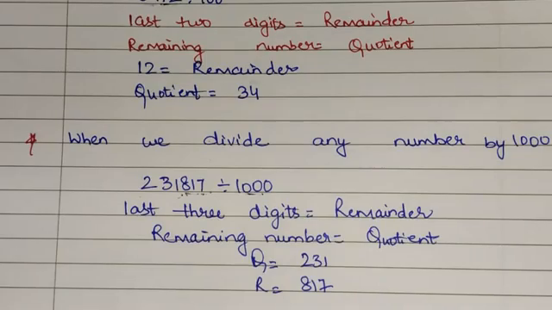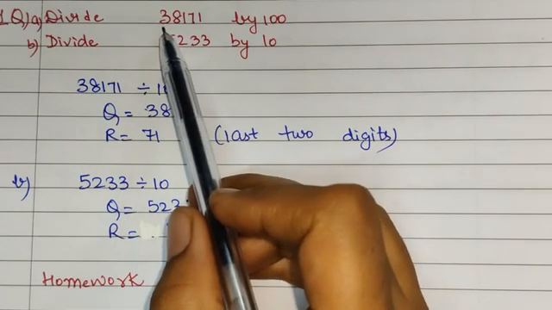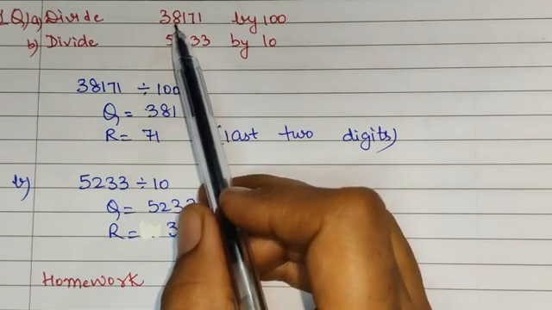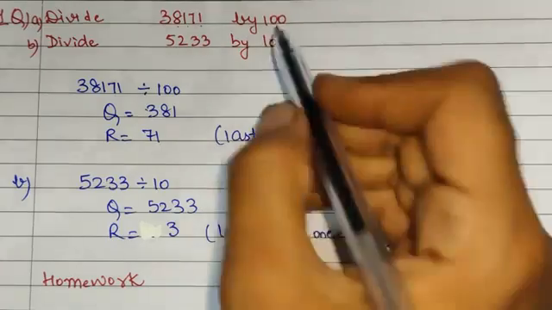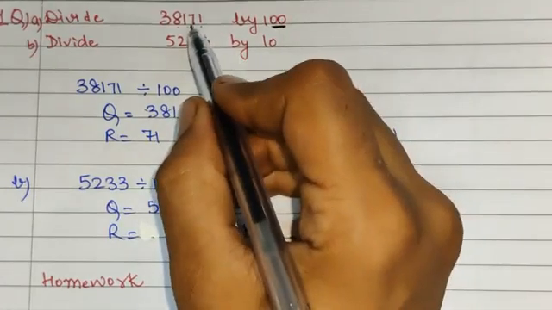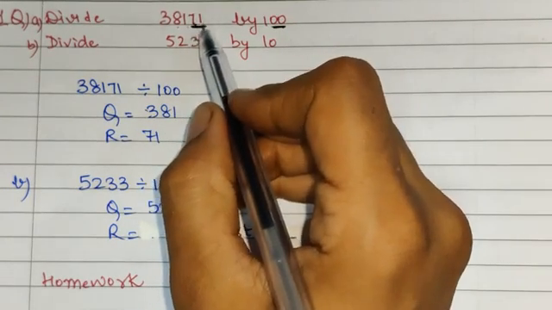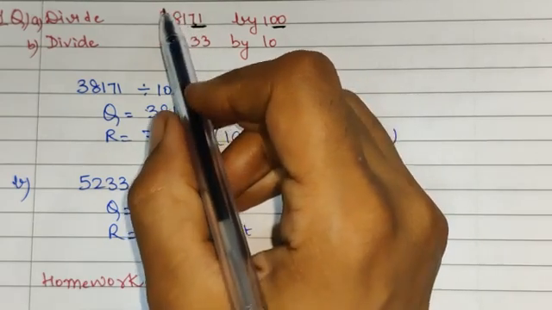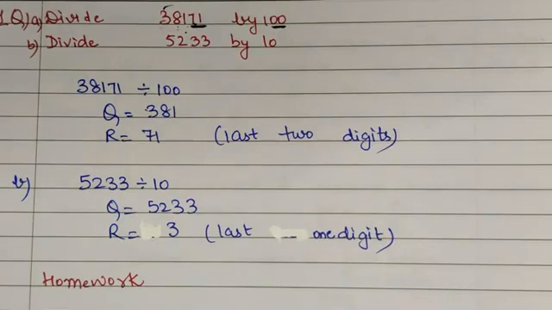Clear? Now the question is divide 38,171 by 100. Now see, there are 2 zeros. So these two digits will be the remainder, that is 71 is the remainder, and the remaining digits, that is 381, will be our quotient. Clear?